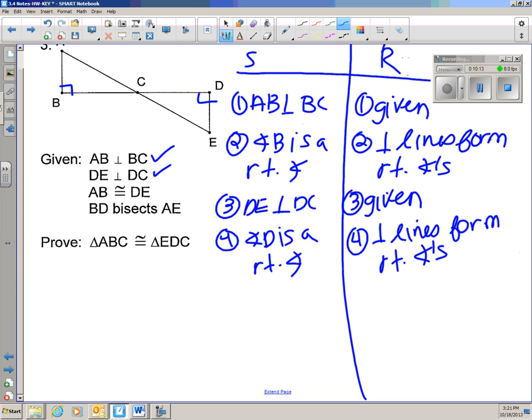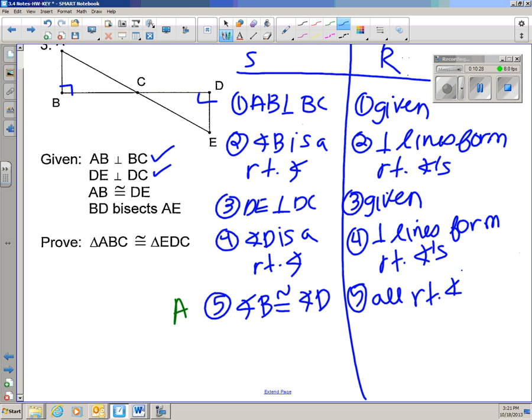So then what I'm going to do now is make that congruent statement about angle B being congruent to angle D. Here's my first time where I see an angle congruence, and that's because all right angles are congruent. It starts talking about something else. It's given line segment AB is congruent to line segment DE.